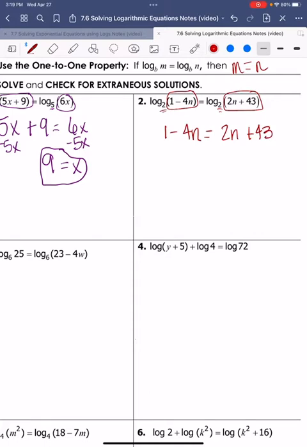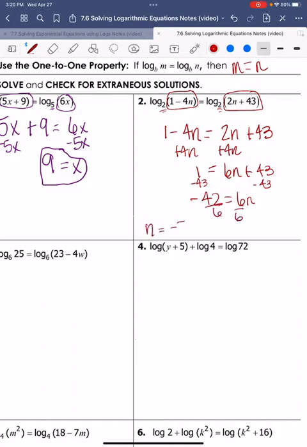And now this is a basic algebra equation that you know how to solve. Let's add 4n to both sides. 1 equals 6n plus 43. Subtract 43. And that would give you negative 42 equals 6n. Divide by 6. n is negative 7. Equal base, equal exponents, equal base, equal arguments.